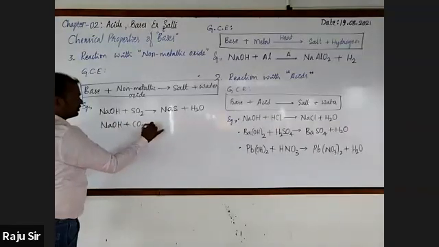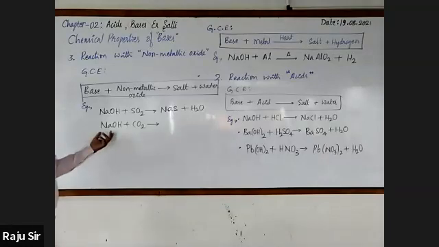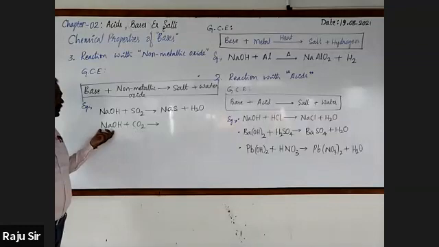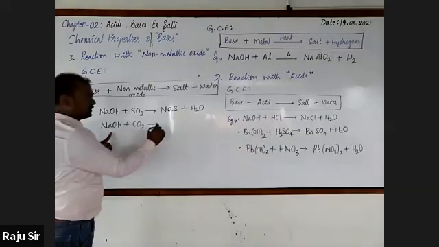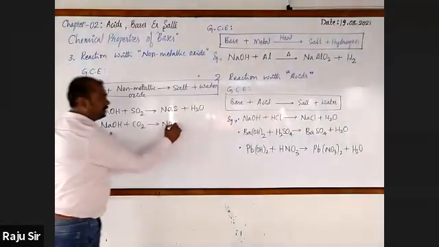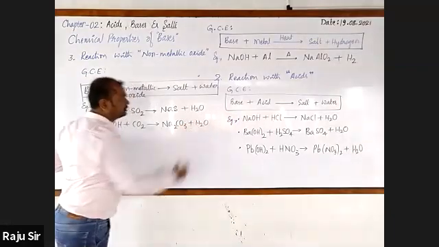NaOH plus CO2. Carbon dioxide is a non-metallic oxide. When it reacts with a base called sodium hydroxide, it produces sodium carbonate, chemical formula Na2CO3, and water, plus H2O.